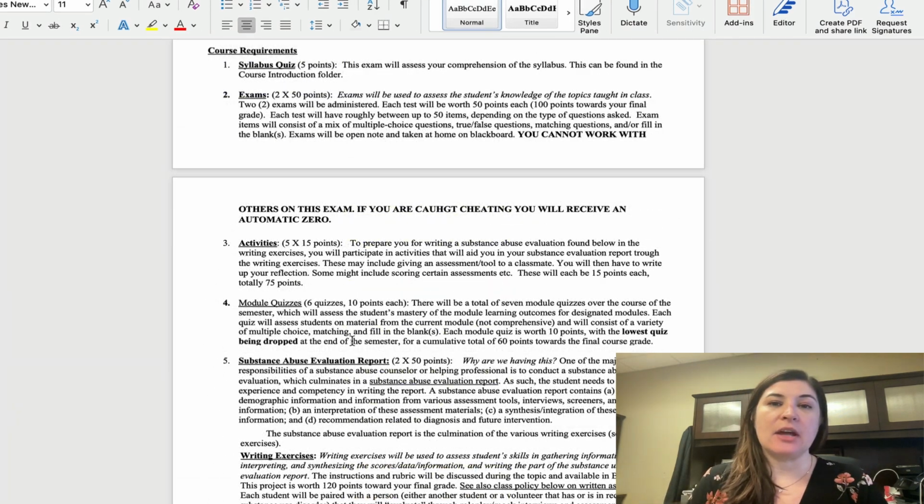Let's take a look at the course assignments that are required this semester. So you will have a syllabus quiz that's due this week in order to assess your comprehension of the syllabus. There are two exams. The first exam covers the first half of the coursework and the last exam covers the last half of the coursework. Those are 50 points each. And they are open book, open note, but please remember that you're not allowed to work with anybody and no use of AI, please.